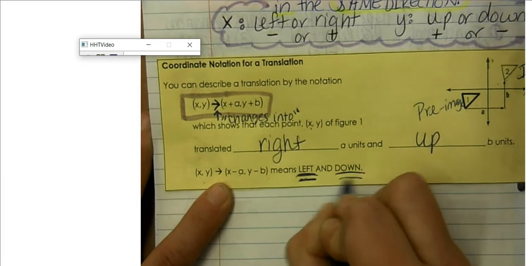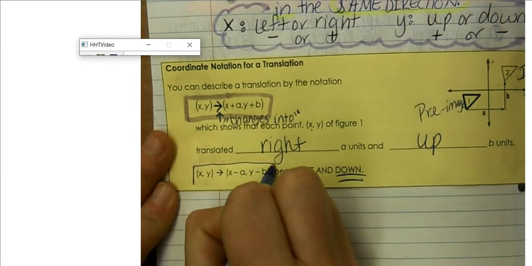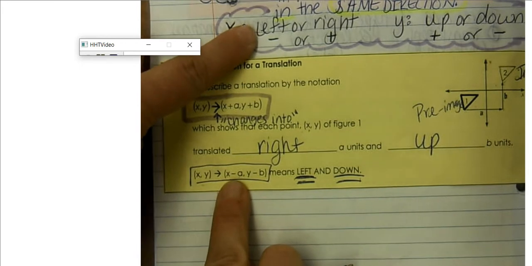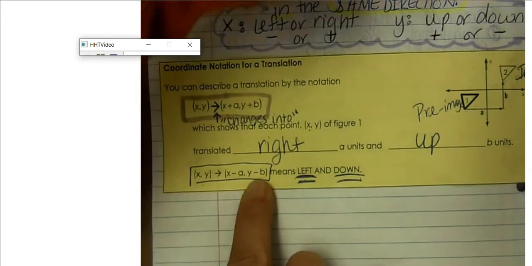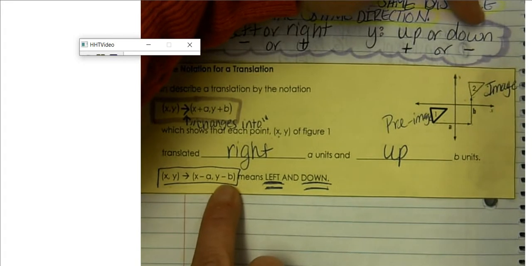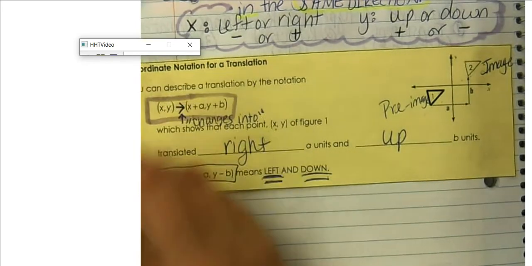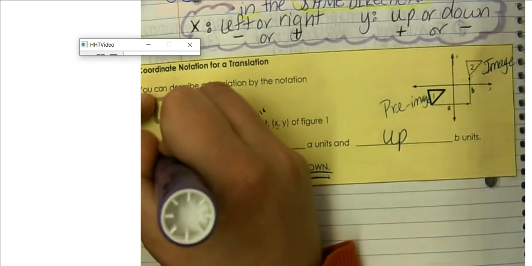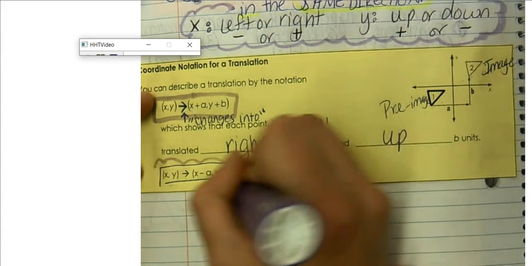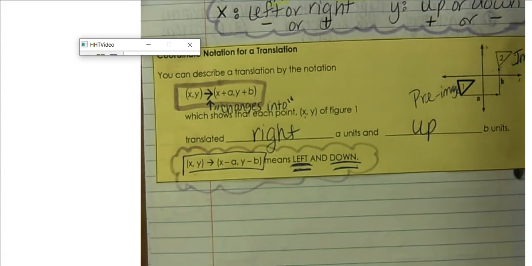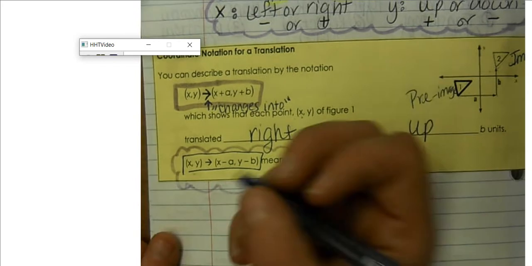So whenever you see a minus sign next to an X, that indicates that you go to the left, and a minus sign next to the Y, that means that you're going to go down. This is something that I want you guys to please make sure that you know and study. This is definitely something that will be on a quiz or a test, and certainly your homework. So let me go ahead and give you a few examples.